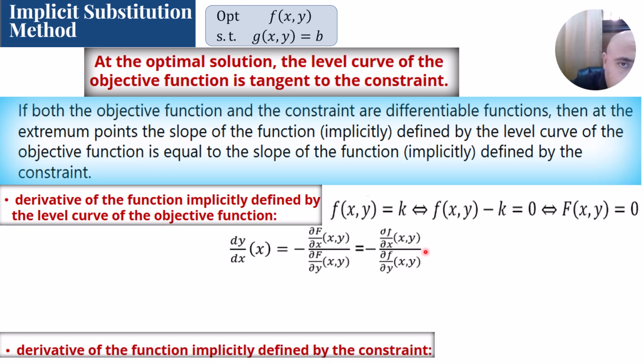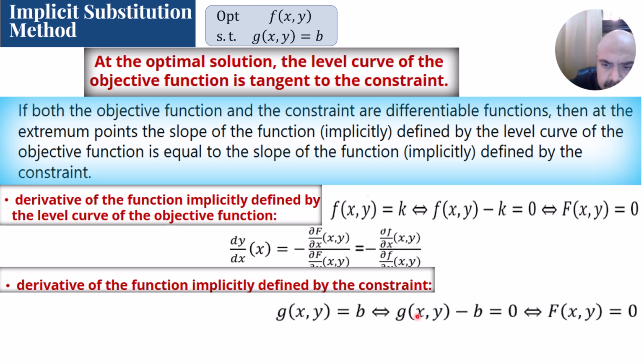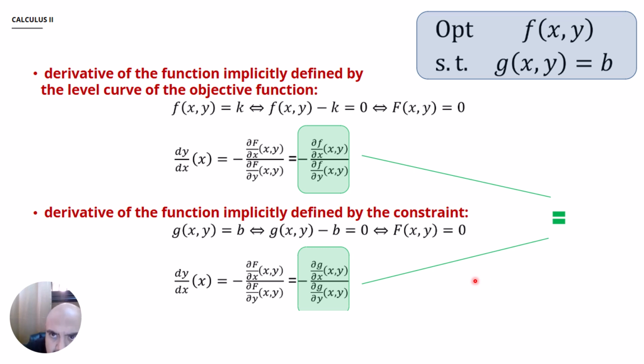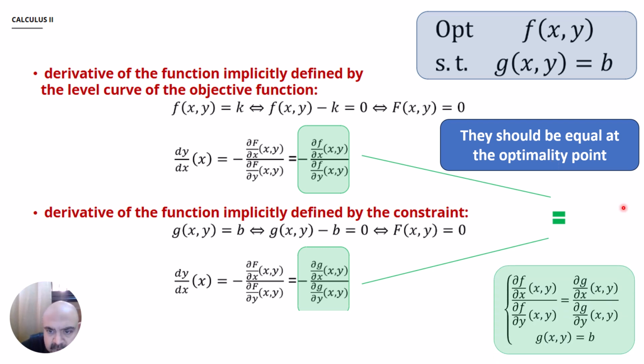Doing the same with the constraint, I will put it equal to 0, getting this function once more, taking the derivative of this new function, and putting them equal together. That's the key in order to get the condition of optimality. So once more, getting the implicit derivative of the objective, getting the implicit derivative of the constraint, and putting them equal together, and they should be equal at the optimality point that we are seeking. Here we go. That's the main point that I told you about.